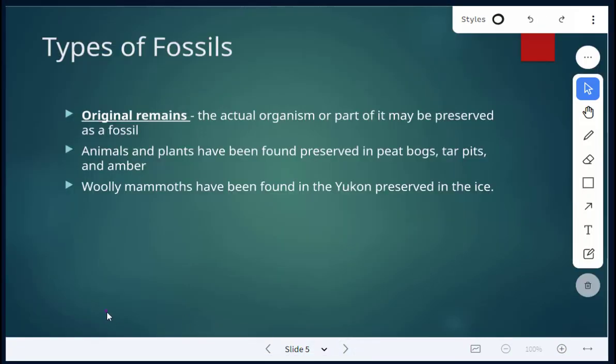And then we may have original remains. This is the actual organism or part of it preserved as a fossil. Animals and plants have been found preserved in peat bogs, tar pits, and amber. Woolly mammoths have also been found in the Yukon, preserved in the ice.